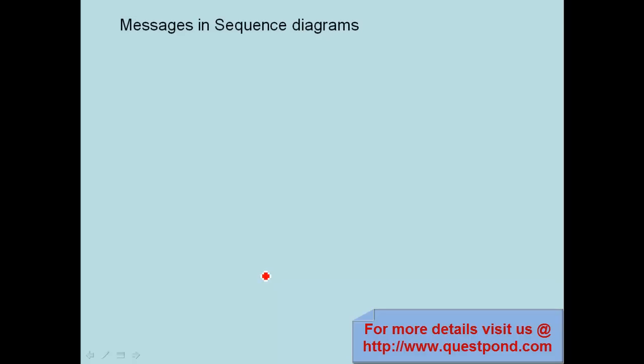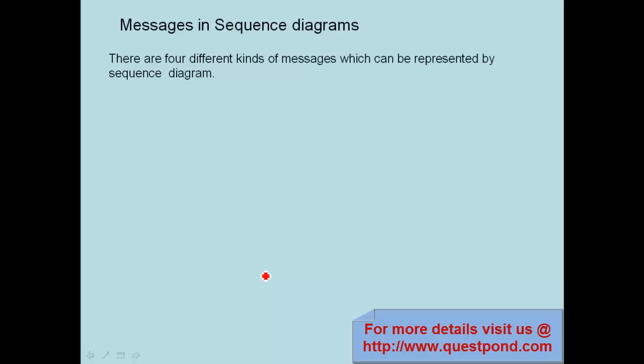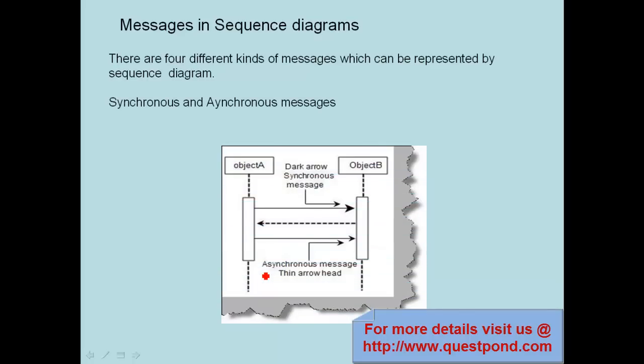Now we come to the next part, that is the messages in sequence diagrams. As I said, sequence diagrams are all about interaction. So definitely when we have interaction, we send messages. Now messages come in many formats. There are four kinds of messages which can be represented in sequence diagrams.